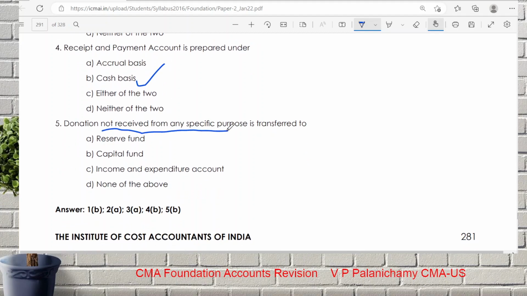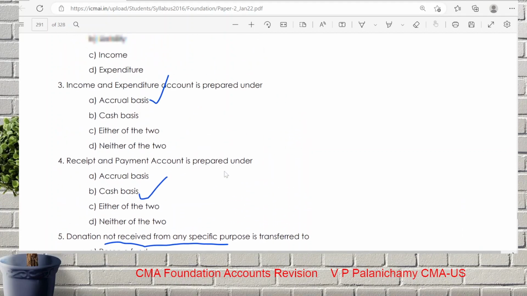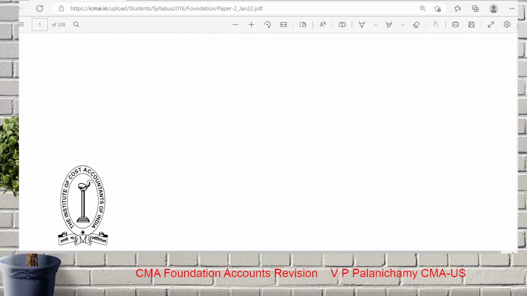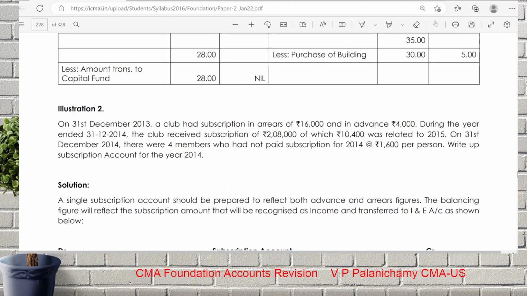Donation not received for a specific purpose is transferred to which one? Income and expenditure account. Not for a specific purpose. Okay, the solution has been given wrongly here. There is no solution for this. If it is for a specific purpose, we add it to the capital fund. If not for a specific purpose, general donations are taken to which account? Income and expenditure. This kind of sum can be asked for 1 mark.